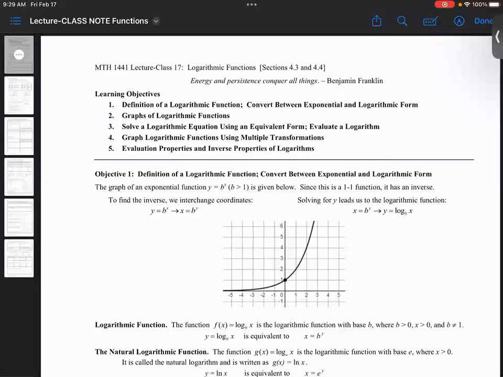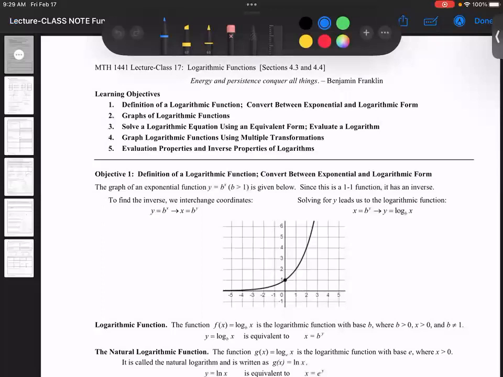So let me remind you what a one-to-one function means. A one-to-one function, first of all, has its domain and range swapped, right? If you know the domain and range of one function, you can figure out its inverse. All you do is just swap them.